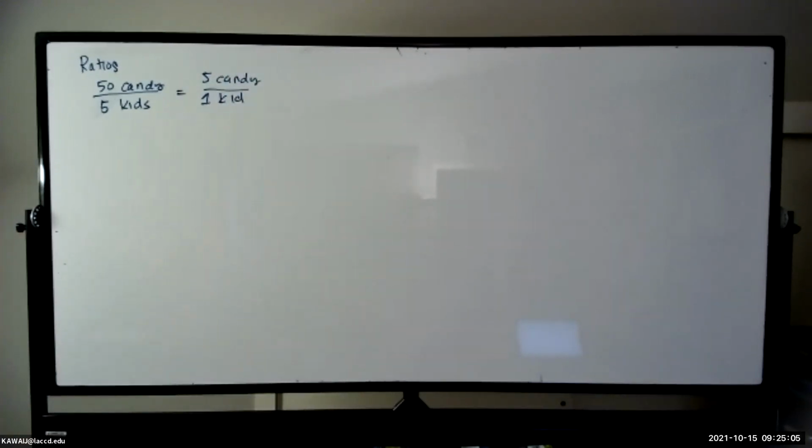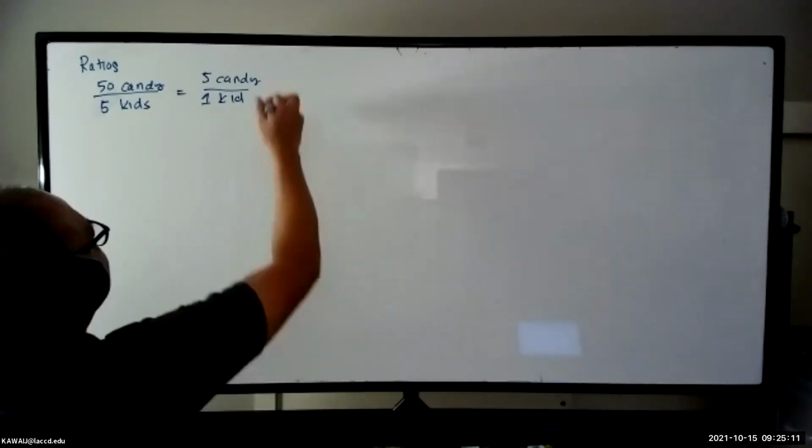So let's say it's Halloween. Okay, you have kids coming over for a party. So let's say for every one kid, or sorry, for 5 kids, you bought 50 pieces of candy. Okay. And then you would ask yourself, well, how much did each kid get? Well, you could say one kid got 5 candies. Right? You just treat it like a fraction. And then you go, well, what if there were 10 kids? How many candies would I need to get?